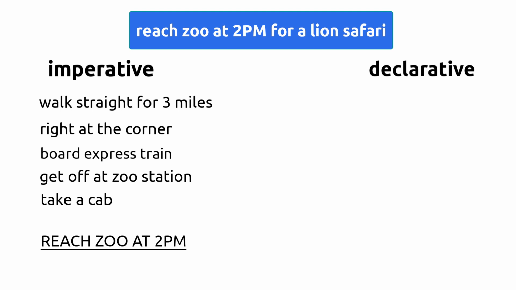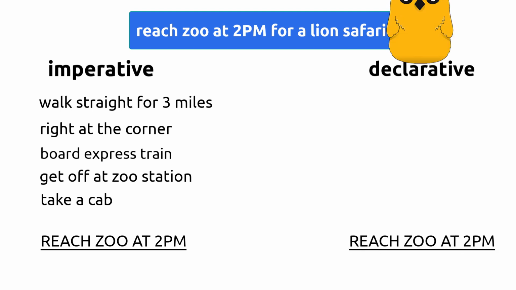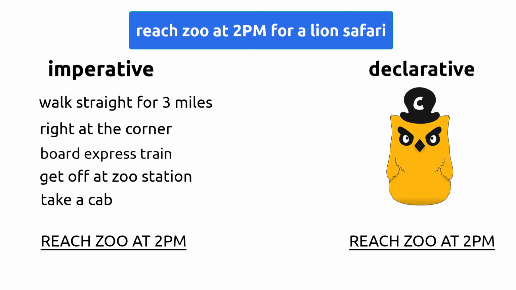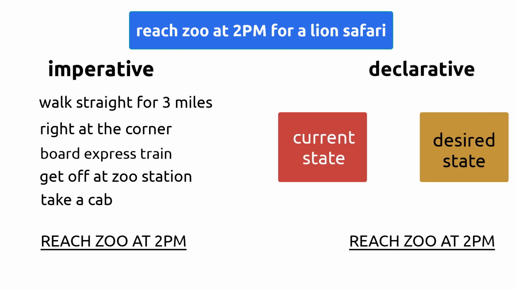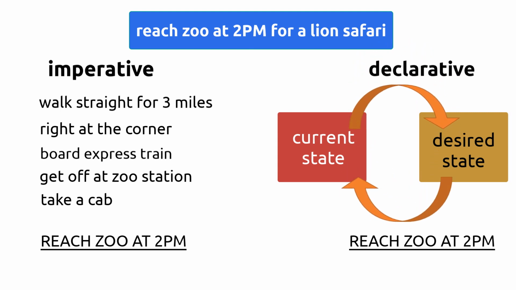With the declarative way, you don't really care about how you get there, but all you care about is the end state. Z should be at the zoo at 2 p.m. That's it. We let Kubernetes do the magic behind the scenes to make the current state match the desired state. Now, Kubernetes does this by continuously watching the current state and the desired state and matches the state as soon as it sees a change.